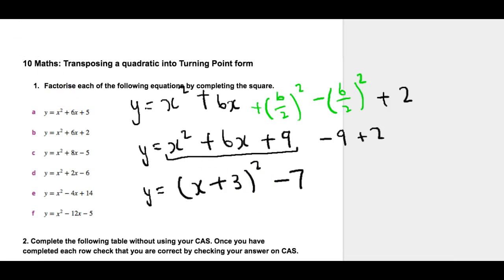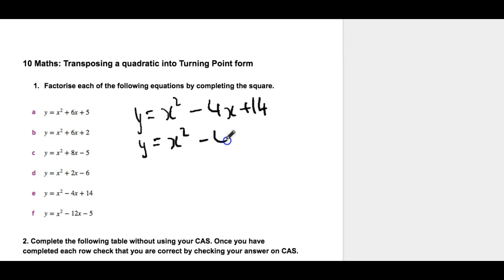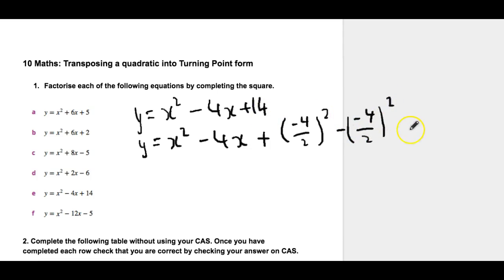All right, I might skip C and D. See if you can do C and D on your own. And I'm going to do E. So E, we have y equals x squared minus 4x plus 14. Whoops. Oh, I've rewritten it. It's okay. So remember, we take the coefficient of x, put it in brackets, so negative 4 over 2 squared. Then we take it away. And then we add the 14 on the end. So I didn't do different colours there, but hopefully you can see now what I am doing.